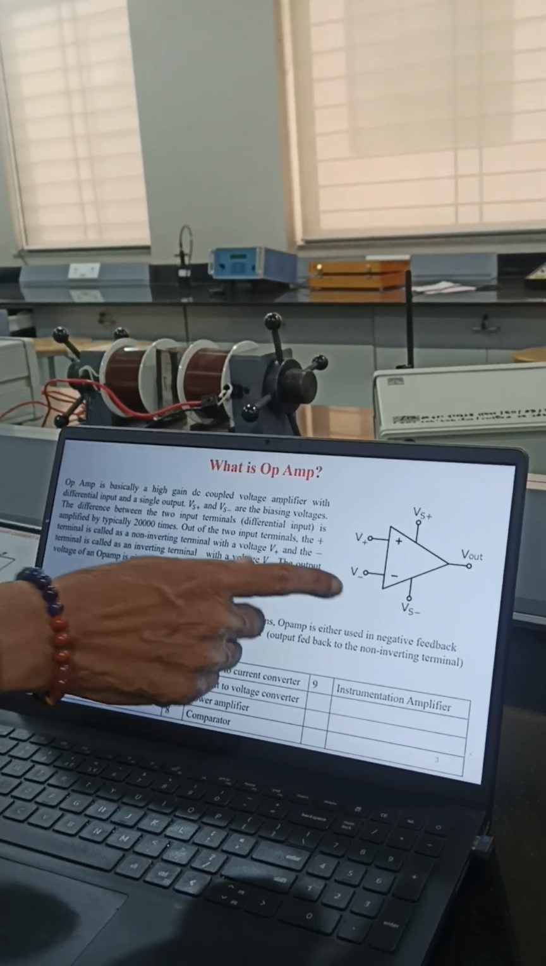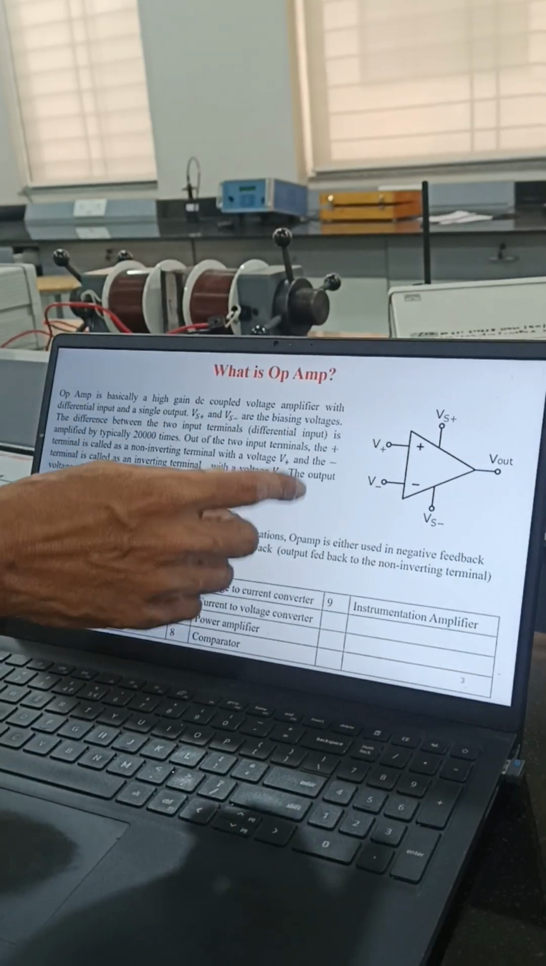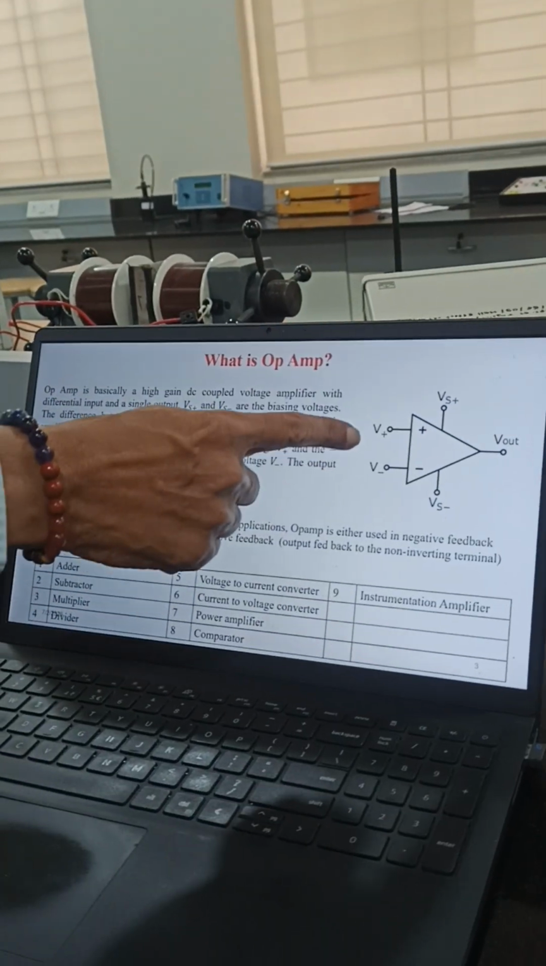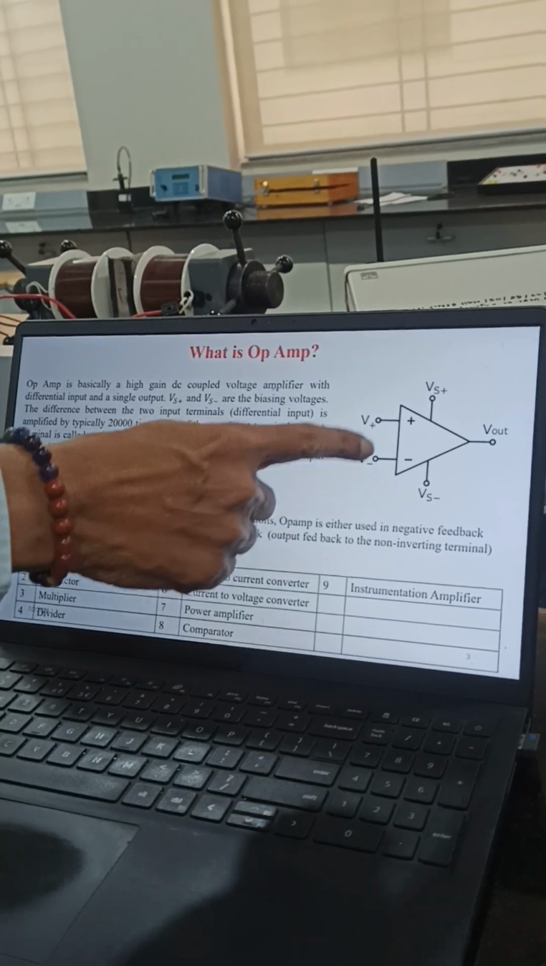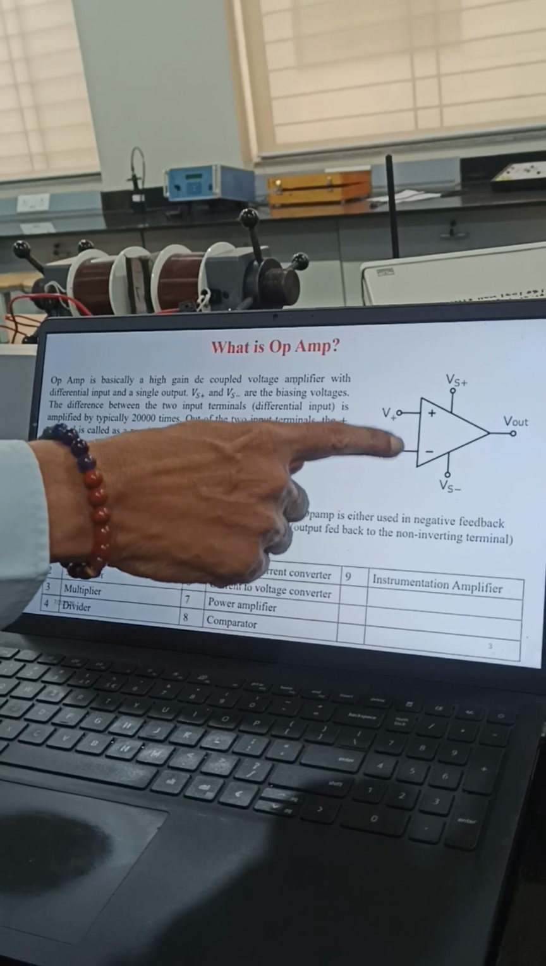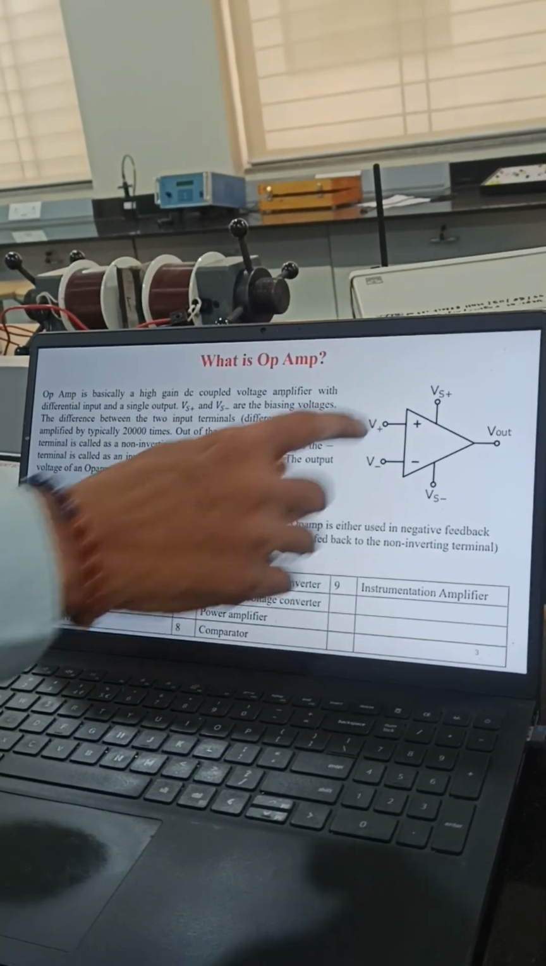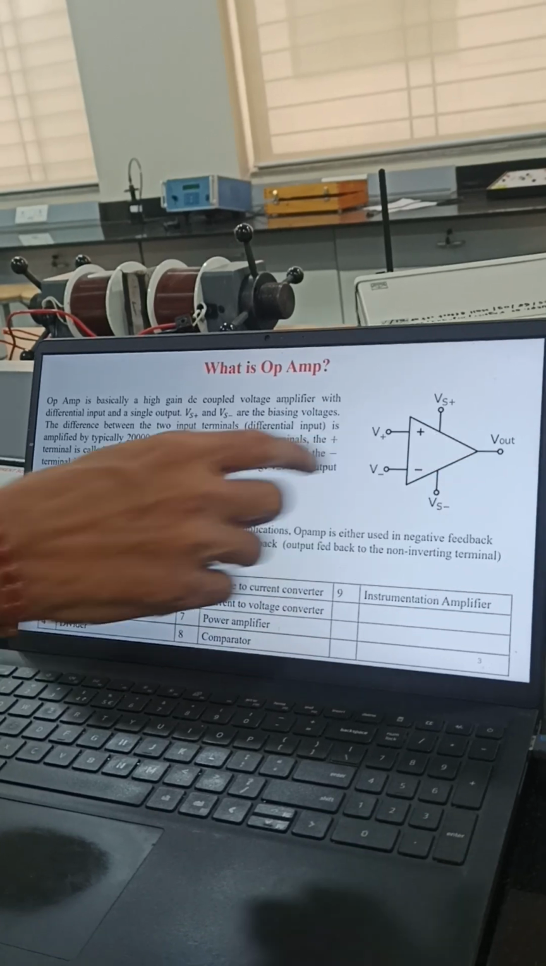It is a device which has very high gain. It's an amplifier with high gain, and it has two input terminals. One is V plus and the second is V minus, or plus and minus. Plus is called the direct, non-inverting terminal, and minus is called the inverting terminal. You require a power supply also, and this is the output.